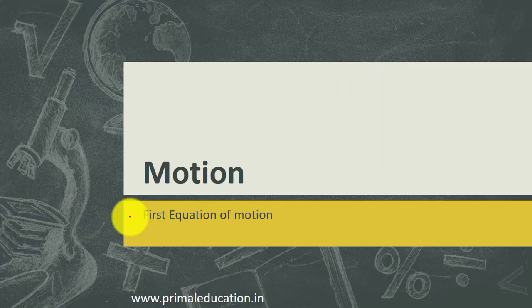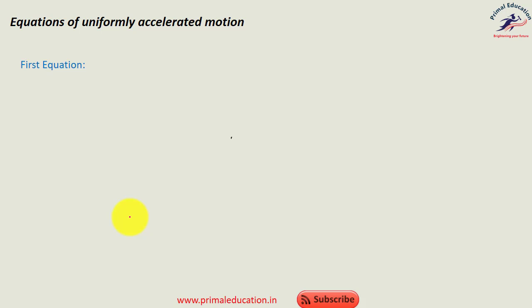So I have started a series on the chapter called Motion, which is a chapter of physics for class 9. So let's get started with the first equation of motion. There are three equations of uniformly accelerated motion. Today we will discuss only equation number one, and we will discuss its derivation, and along with the derivation we will discuss three numericals so that you can get complete clarification on the concept of the first equation. So let's get started with the first equation.